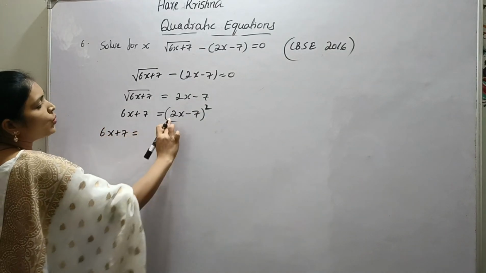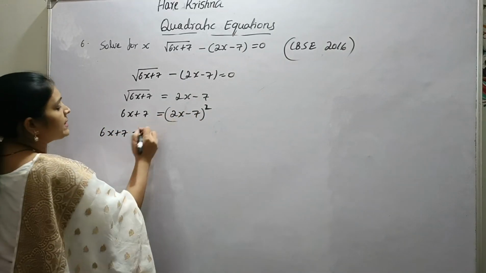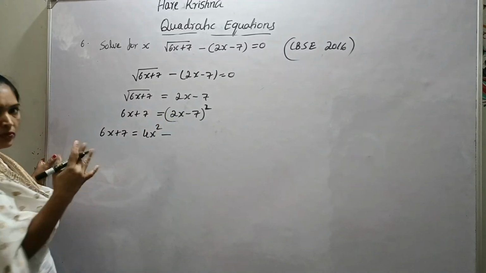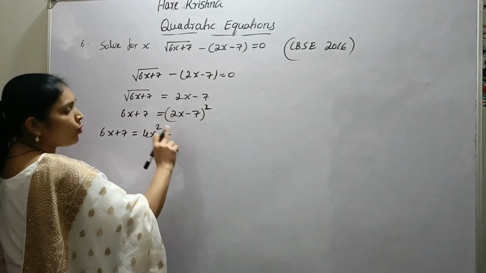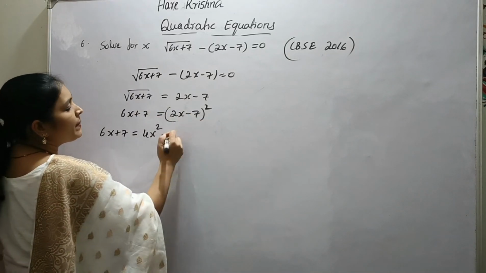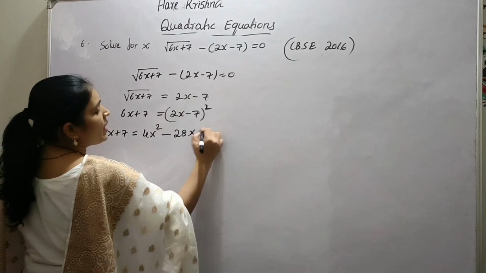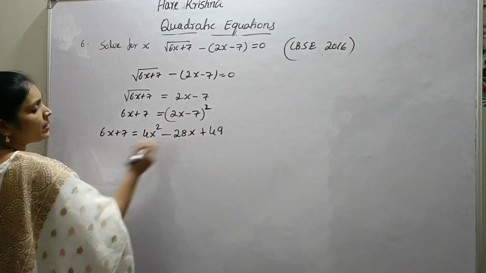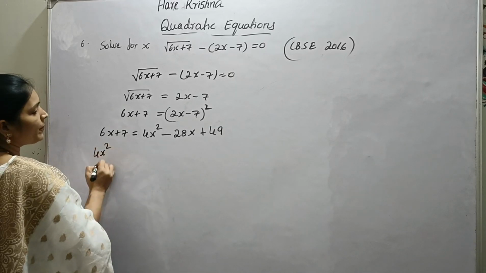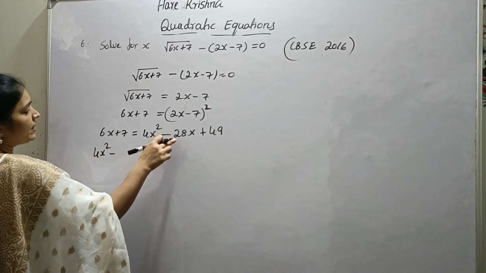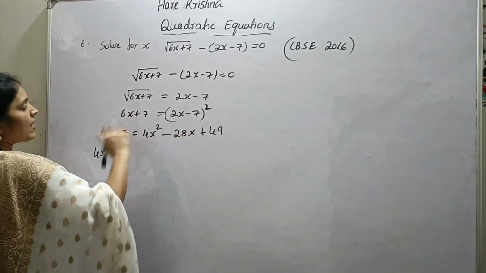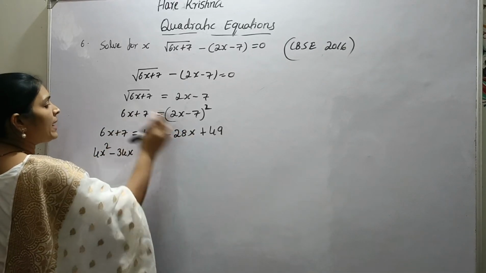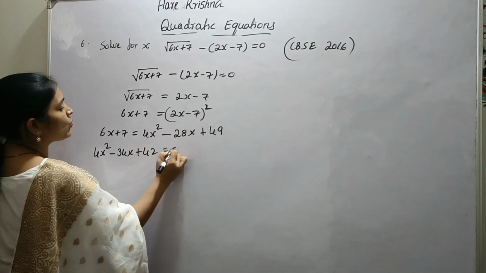6x plus 7 is equal to, in the a minus b whole square form, that is a square, 4x square, minus 2 into 2x, that is 2ab. So 2 into 2x is 4x, 4x into minus 7 is minus 28x, plus 7 square, 49. Okay. Now let's take all these terms to the right side. So it will be 4x square minus 28x minus 6x, minus 34x, okay, plus 49 minus 7, plus 42 is equal to 0.